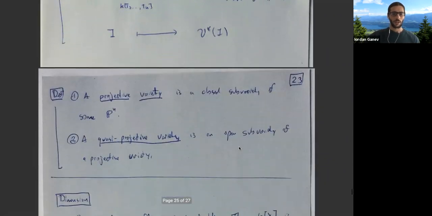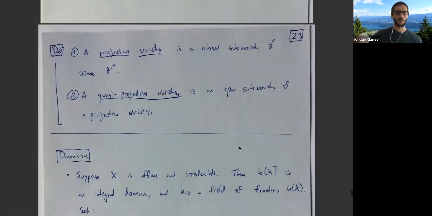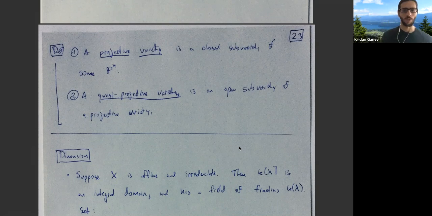So now what's a projective variety? A projective variety is a closed subvariety of some Pn. And a quasi-projective variety is an open subvariety of a projective variety. This terminology seems somewhat arbitrary and confusing, but we'll get used to it.